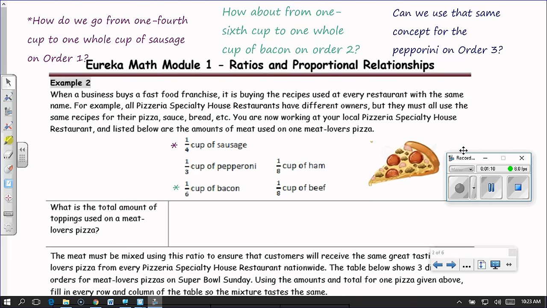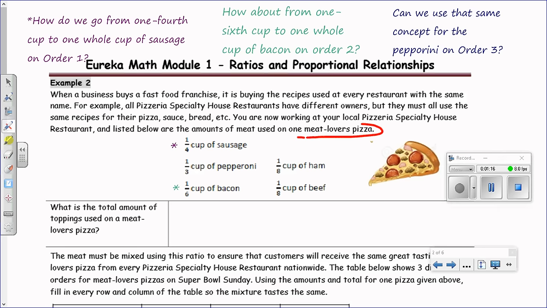You are now working at your local pizzeria specialty house, and listed below are the amounts of meat used on one Meat Lovers pizza. So if you notice, there's a bunch of different kinds of meats here. We've got sausage, pepperoni, bacon, ham, and beef. It looks like some of them are used more than others. Like 1/8 is clearly going to be less than these other ones. It looks like 1/3 pepperoni is going to be our most. You should pay attention real quick that there is the same amount of ham and beef. That's going to come up later.